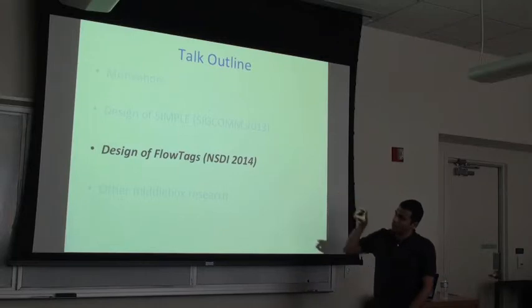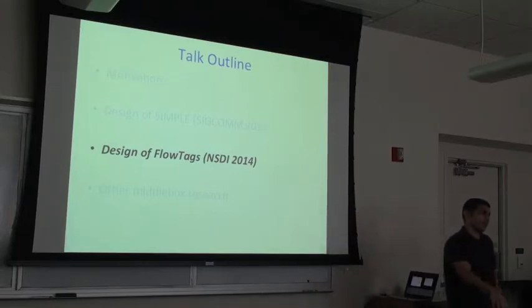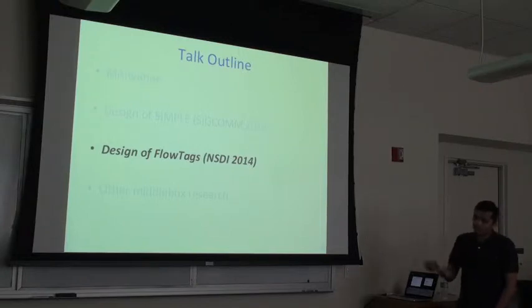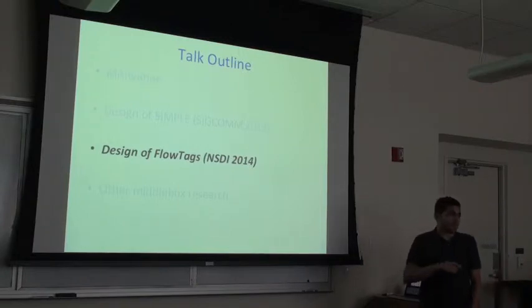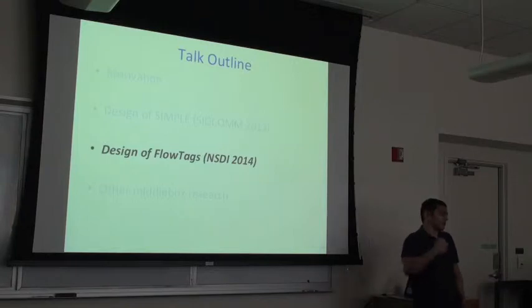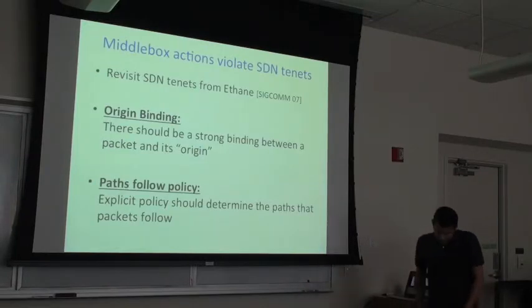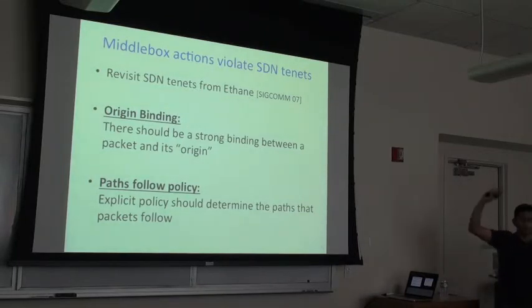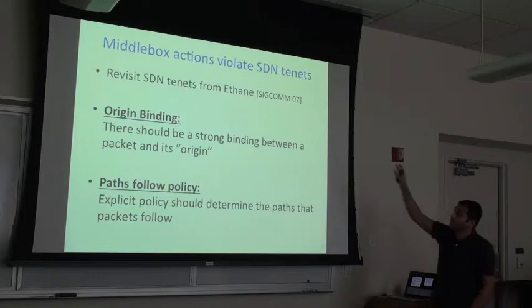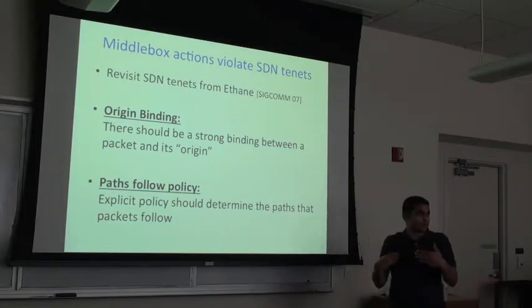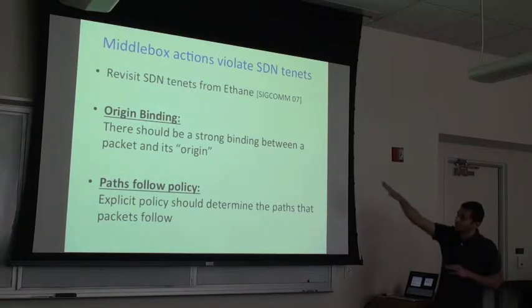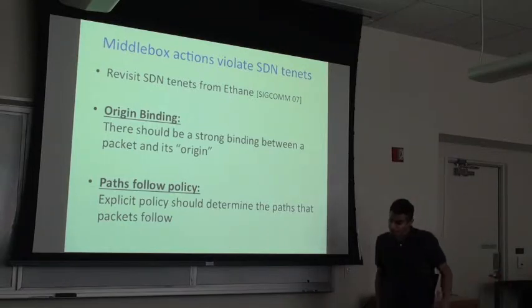In the next half, I'm going to zoom in on this one problem which we saw when we did simple, which is really these dynamic actions of middleboxes, where they may change the headers, they may change the payloads, they may break sessions, they may do all sorts of crazy stuff. This is where we took a step back and looked at the original SDN work. Ethane nicely sets up the tenets that an SDN network should satisfy. We came up with three tenets, and I'm just focusing on two of these.